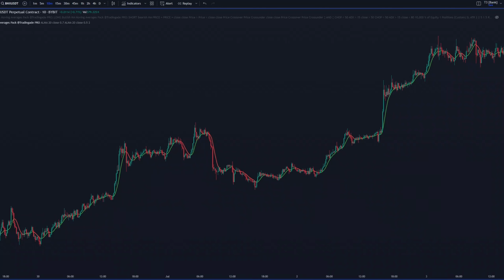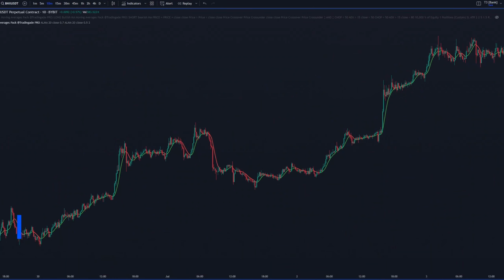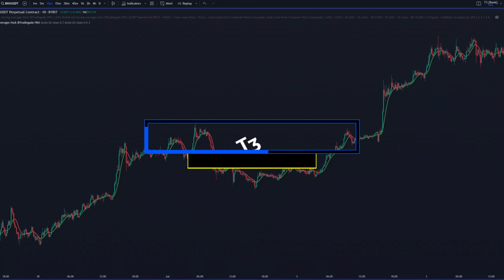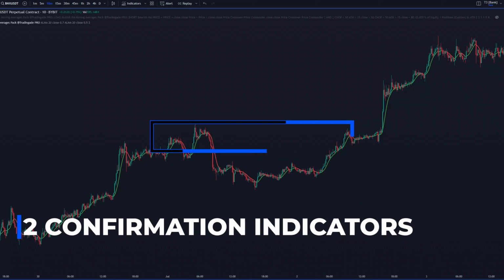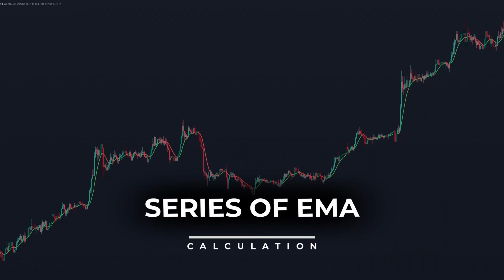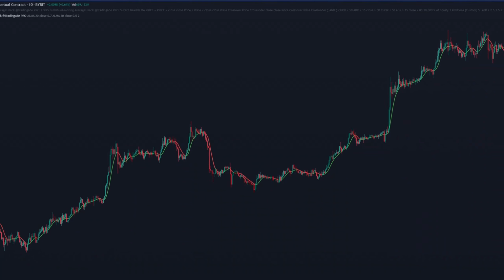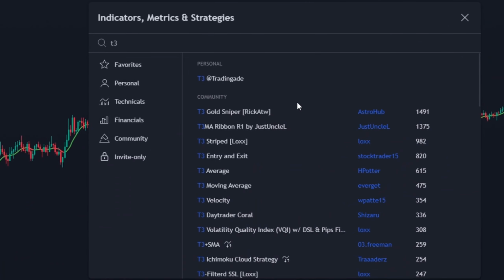Welcome back here on TradingGate, where we discuss profitable trading strategies. Today we're gonna analyze a trend following strategy based on the T3 indicator and two other confirmation indicators. The T3 indicator is a moving average based on a series of exponential moving average calculations, providing a more accurate representation of the trend. There are different versions of the T3, but they are pretty much the same.